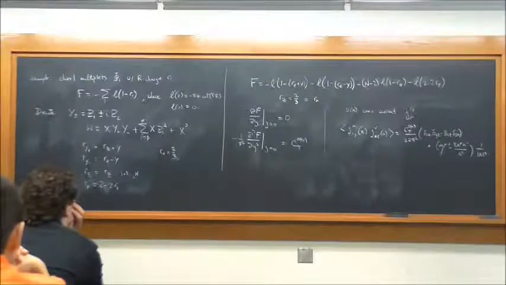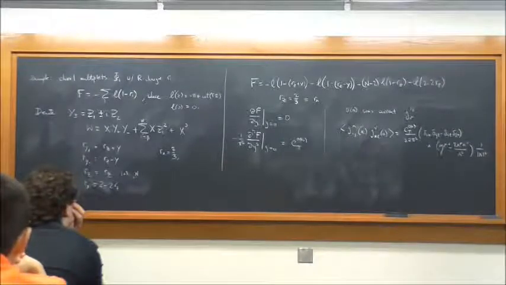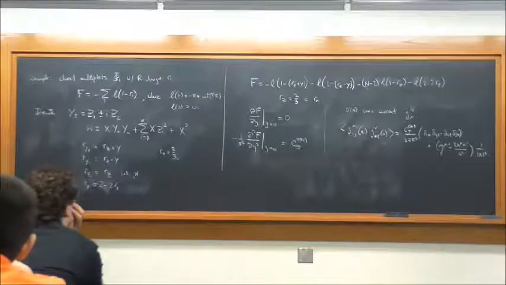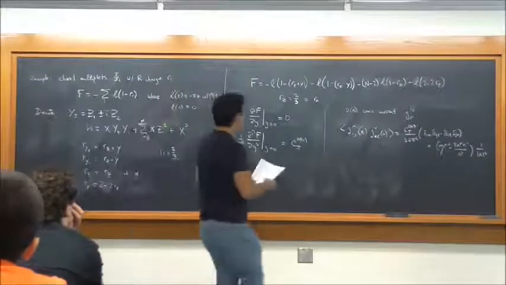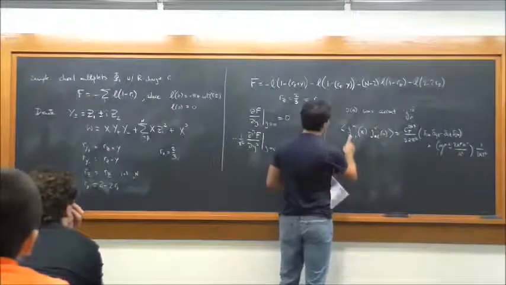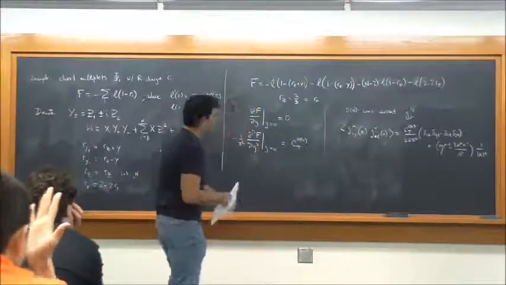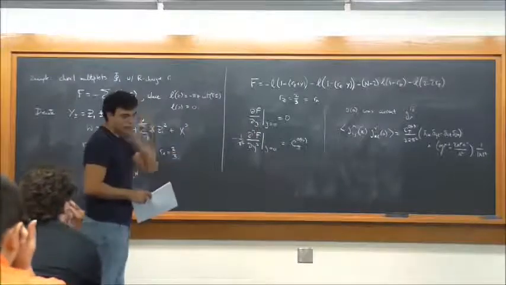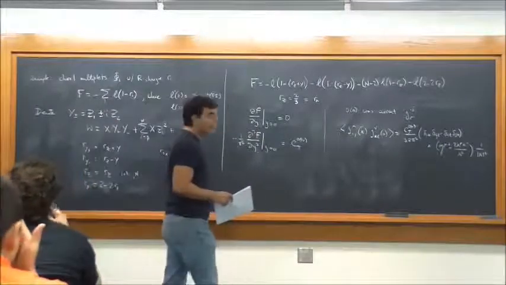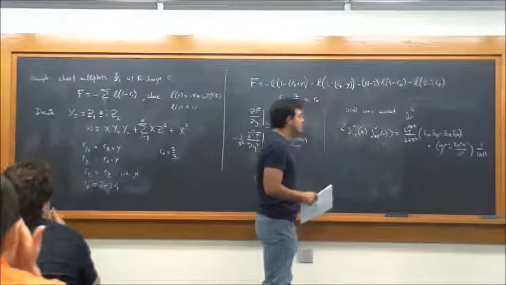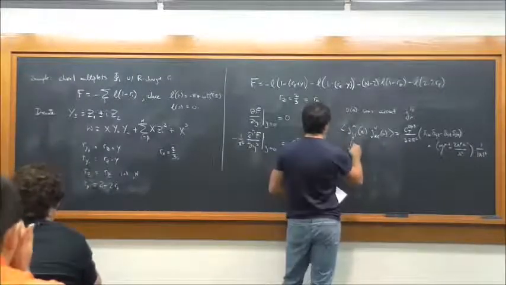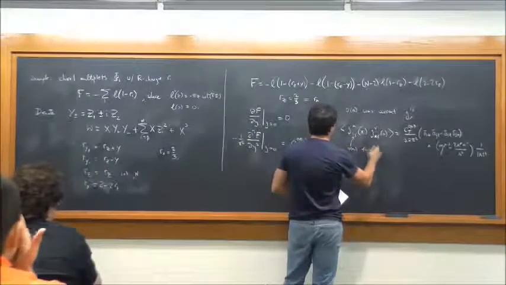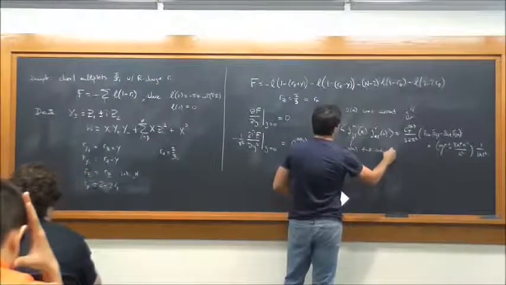Yes, I and J are the O(N) indices. So you can think of J as having two O(N) fundamental indices. It's antisymmetric in I and J. And mu and nu are spacetime indices. So these are O(N) fundamental, vector indices.